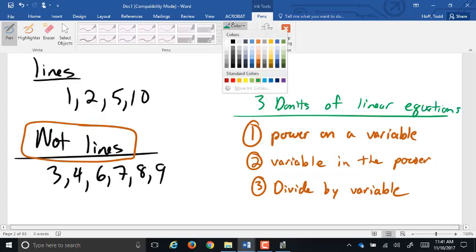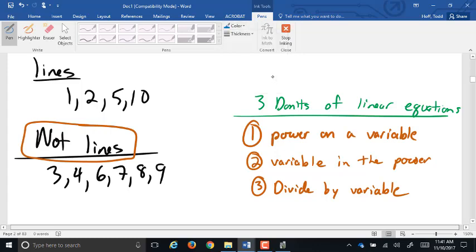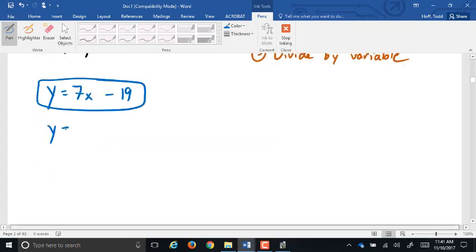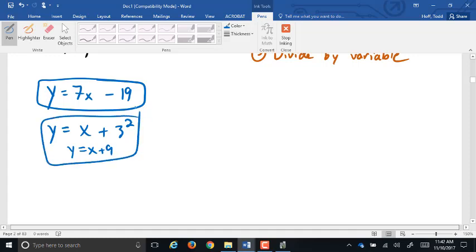So if we look at an equation and it has one of those 3 things, we know it's not going to be a line. For example, y equals 7x minus 19, is that going to be a line? Yes, it does not have any of those things. Y equals x plus 3 squared, is that going to be a line? You want to say no because there's squared there. Yeah, the square is not on the variable. 3 squared is just 9. That's technically just y equals x plus 9. That is fine. That's going to be a line.